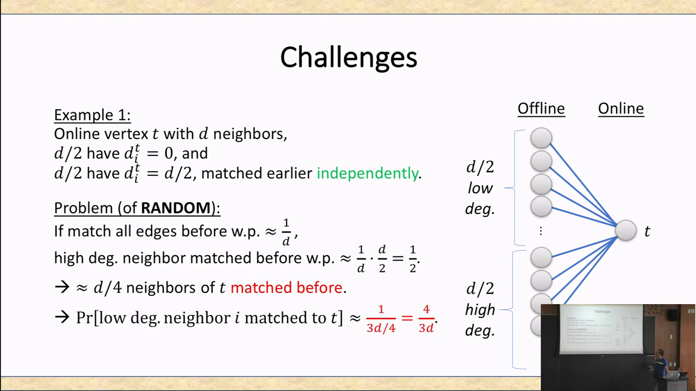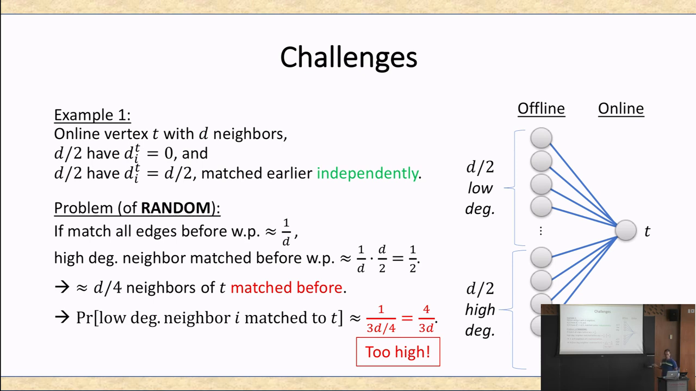So what we find is the probability of a low degree neighbor i to be matched to t is 1 over the number of free neighbors that t expects to see, which is 3d over 4. Right? Out of its d neighbors, we expect d over 4 of them to be already matched. So this is 4 over 3d, and this, unfortunately for us, is too high. Okay, I won't expand this to a full bad instance for Random, but you can push this further.